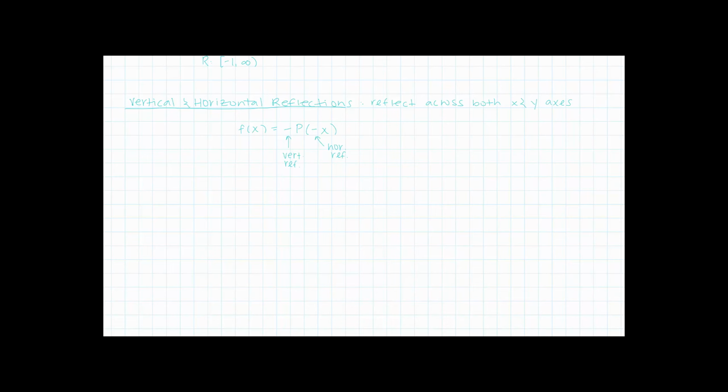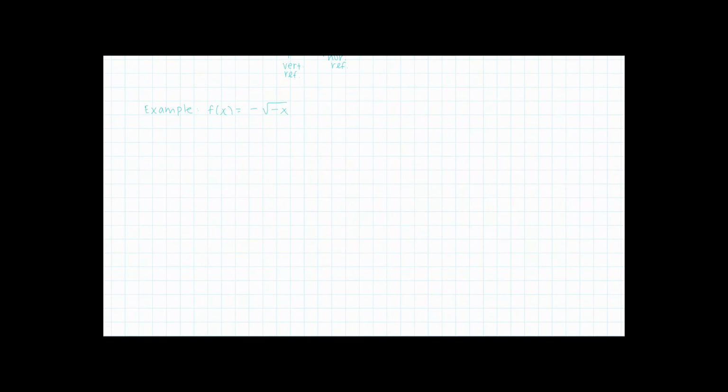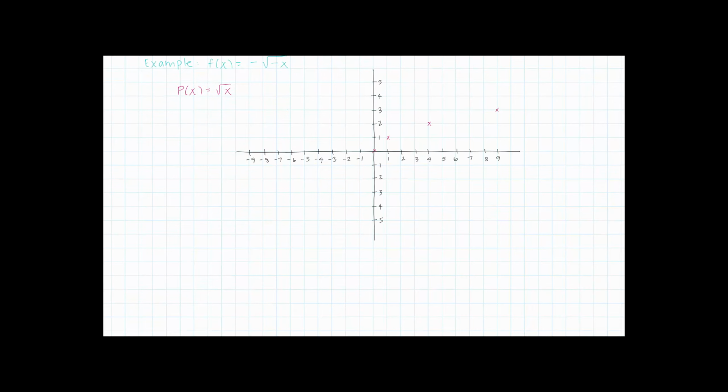So let's start with an example of a square root, and we'll just do a negative square root of negative x. Let's just see what's happening. We know that our parent function is the square root of x, so take a second and graph that. Okay, so we know that two things are happening.